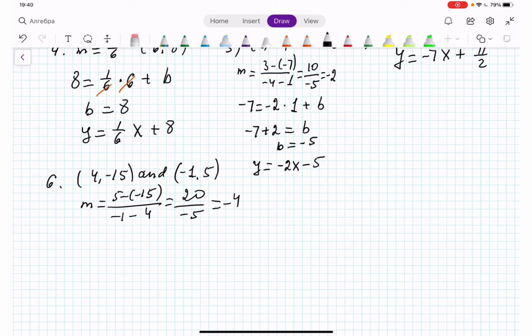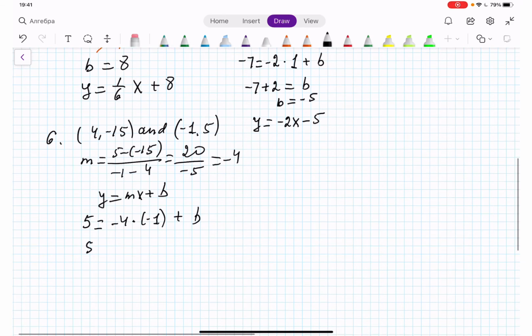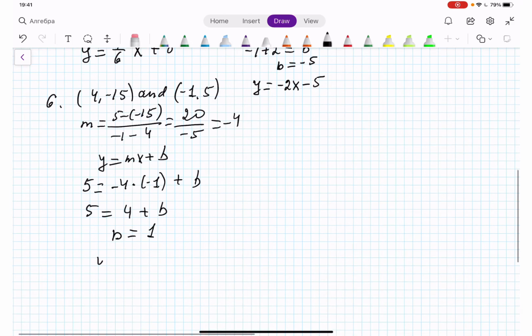So let's take the second point this time. 5 is equal to negative 4 times negative 1, right? And plus b. I am just plugging into the equation y is equal to mx plus b. So it's going to be 5 equal to 4 plus b. b is equal to 1. So y is equal to negative 4x plus 1.